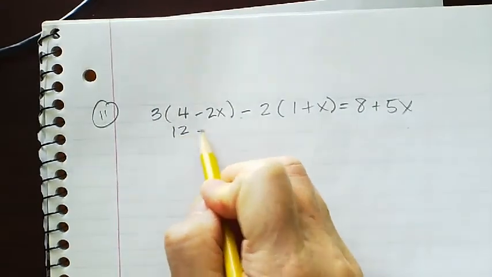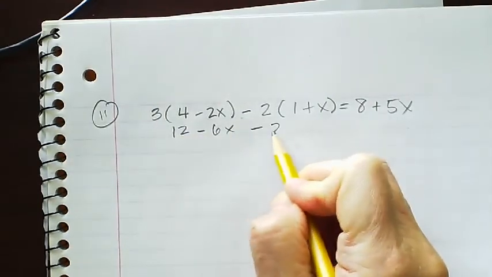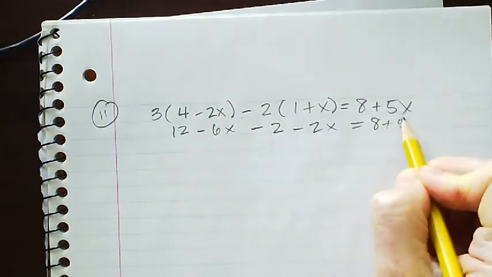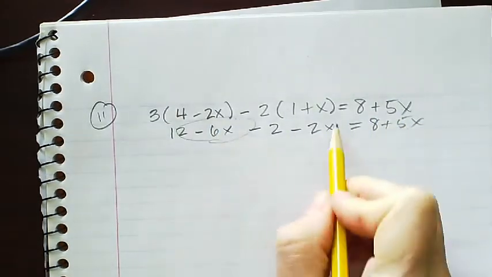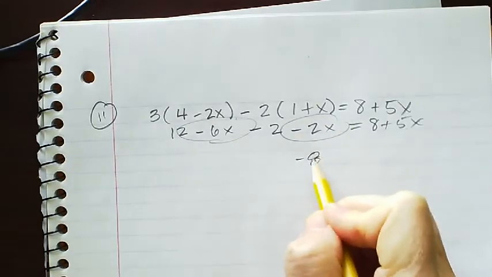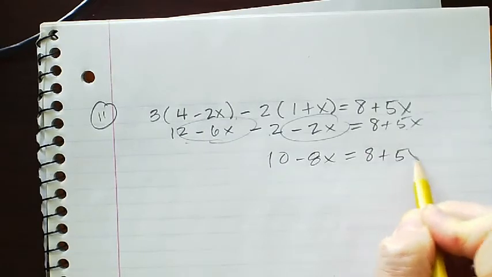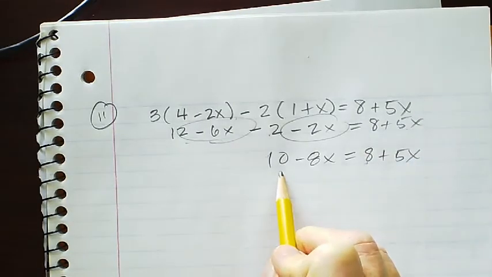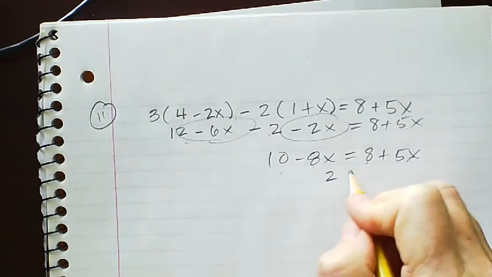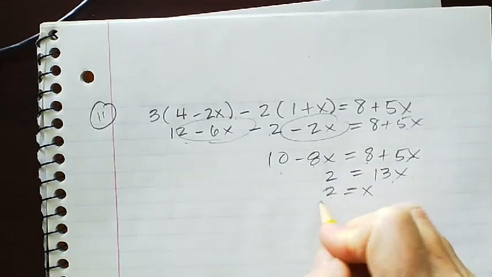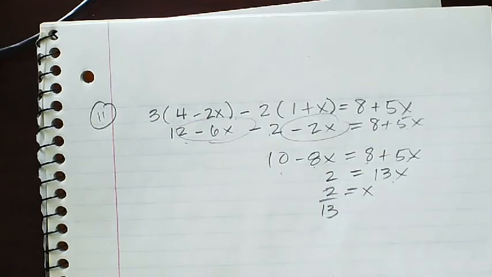let's see, that's going to be 12 minus 6x minus 2 minus 2x. So what do we have here? -8x. 12 minus 2 is 10. Subtract 8 from both sides. Add 8x to both sides. Divide by 13. Okay.